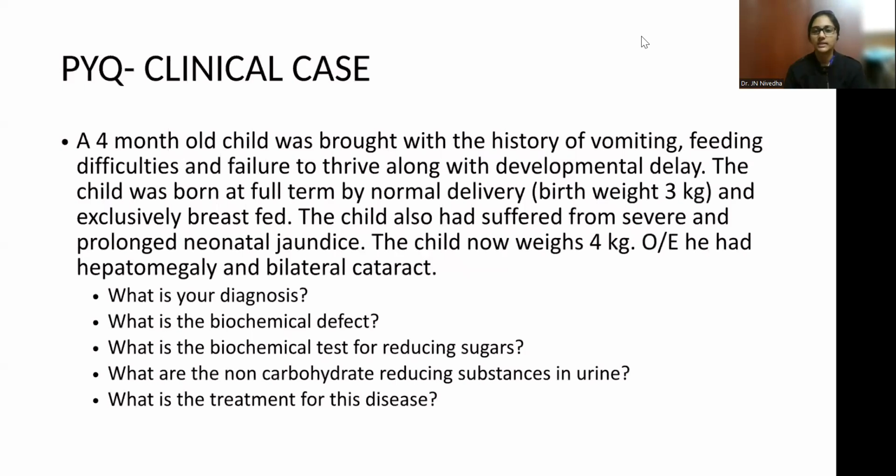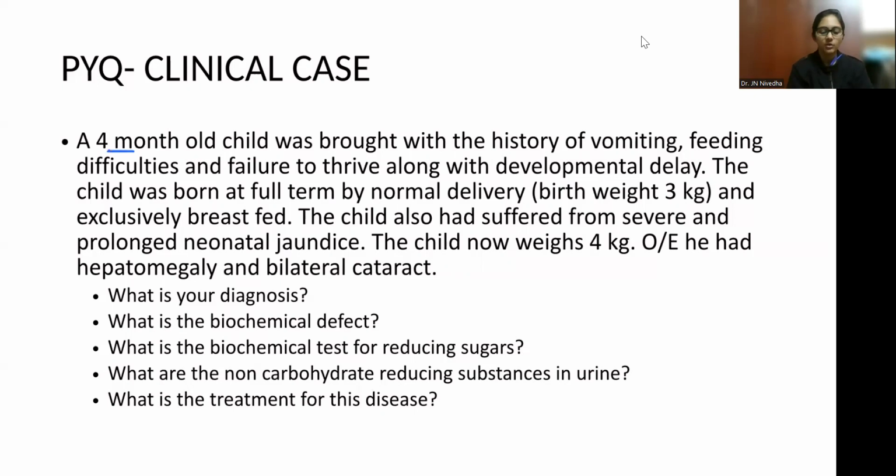Let's start off with a clinical case. A 4-month-old child was brought with a history of vomiting, feeding difficulties, and failure to thrive, along with developmental delay. The child was born at full term by normal delivery. Birth weight was 3 kgs and he was exclusively breastfed. The child also suffered from severe and prolonged neonatal jaundice, and now weighs 4 kgs. On examination, he had hepatomegaly and bilateral cataract.